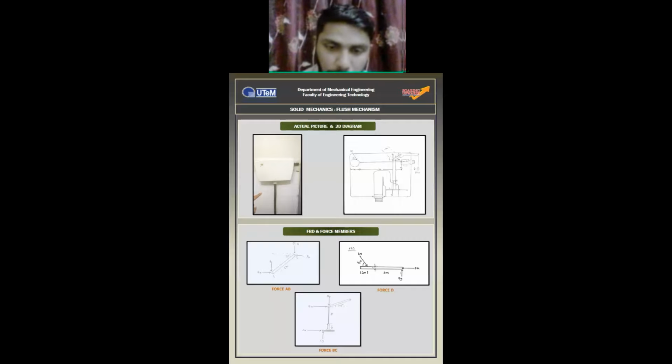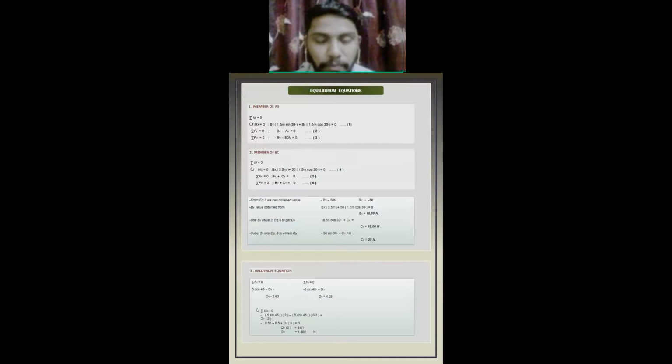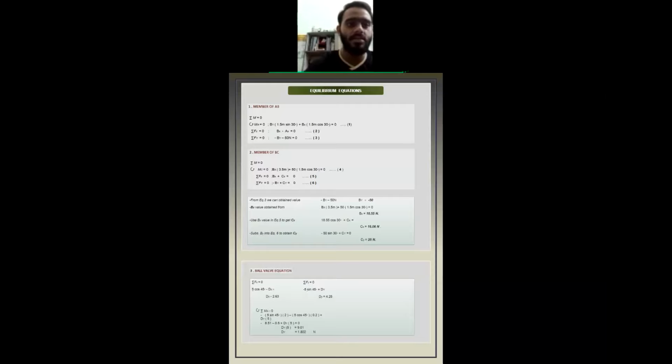The calculation will be explained by my friend. Okay, thank you, Mugilarsan. Next you will see the calculation involved in the FPD. First, we find the moment from member AB. The components we use are By times 1.5 meter sine 30 added with Bx times 1.5 meter cos 30. That will be our first equation, followed by the Fx.